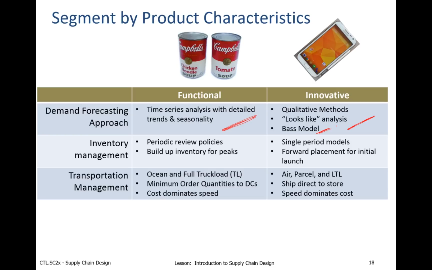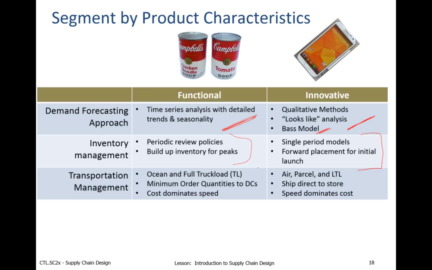For inventory management, I'm going to be probably periodic review because I'm not going to spend a lot of time on it, so I want to minimize that time. I might build up inventory for peaks. For soup, I probably have a bigger peak in the winter, so I'll pre-build because I know it's probably not going to go out of style. It's not as perishable. Very different over here in innovative products. These are more like the newsvendor problem, single period. I've got to push my product first because if I miss that first wave, I might miss the whole market. Very different ways of managing inventory.